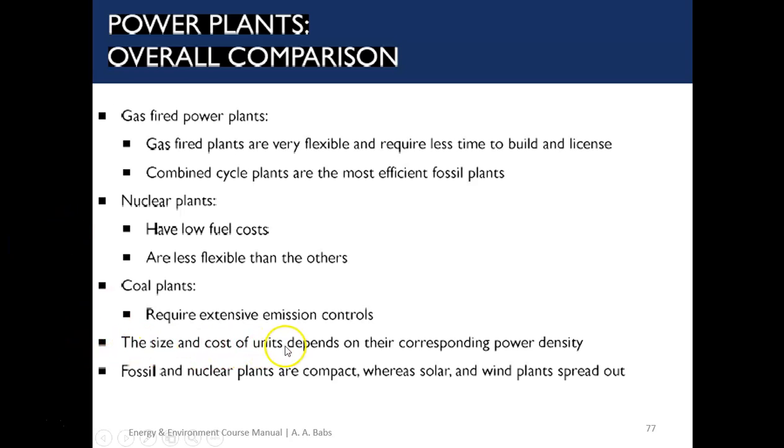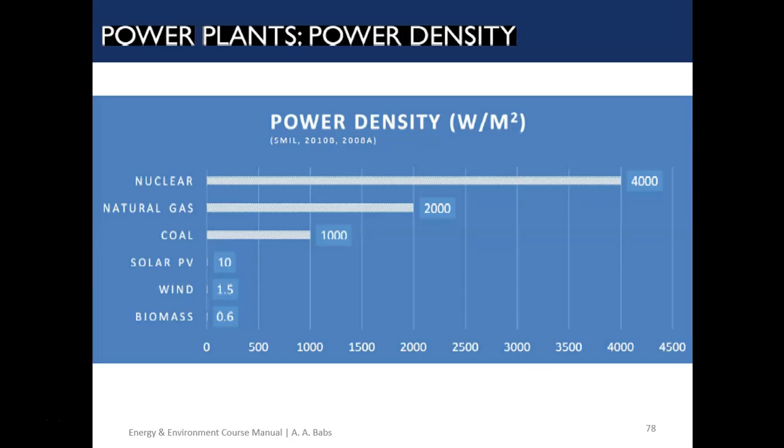We mentioned earlier that the size and cost of the units depend on their corresponding power density. So what we can do right now is quickly examine the power densities of the various fuels that we have. We have nuclear fuel, natural gas, coal, solar PV, wind, and biomass. These are their power densities. The highest power density we have here is nuclear, down to biomass, which is very small, and this is measured in watts per square meter. This was measured several years ago, and we can also find an updated version of the power densities of the various power plants that we have.